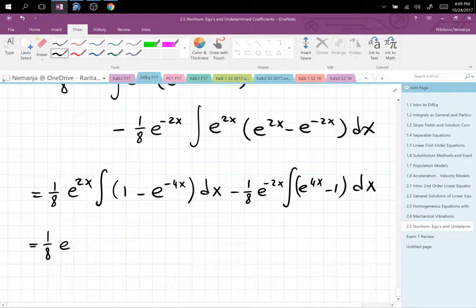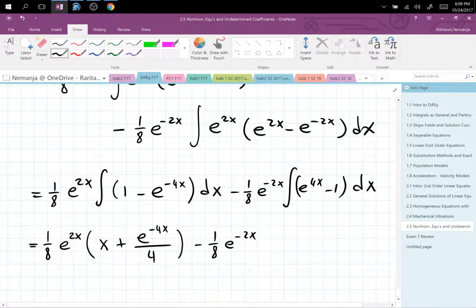Can finally do some calculus. Integral of 1 is x, and integral of e to the negative 4x is going to be a plus over here, e to the negative 4x over 4, because the negative and negative canceled. Minus 1 over 8 e to the negative 2x, and we have the integral of this, which is e to the 4x over 4 minus x.